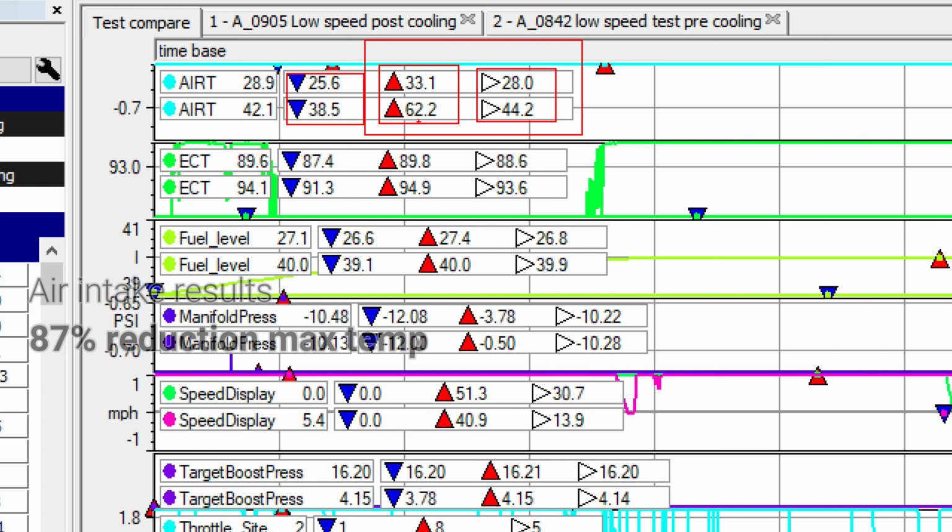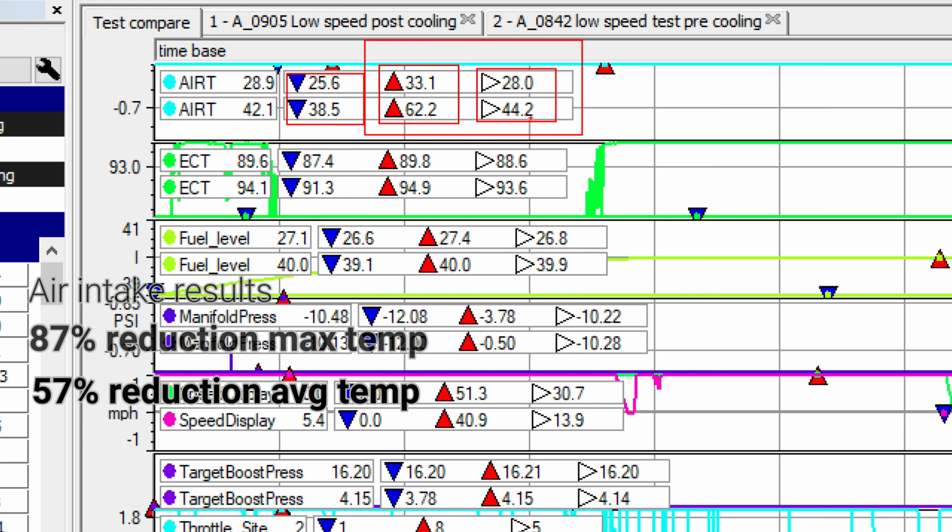And of course there will be differences because these tests are not absolutely 100% identical. It's a question of, did I slow the car down right before on the post cooling, was there more airflow going into the radiator or into the intake system. You've got to look at lots of different data sets and take the average. That's the way to look at it. And the average is 28 degrees on the post cooling and 44.2 on the pre cooling. So that's a 57% improvement, which is staggering. I never thought that it would be this good. And if you watch that video, you'll see why.